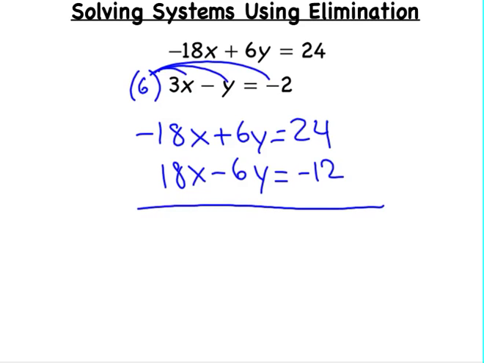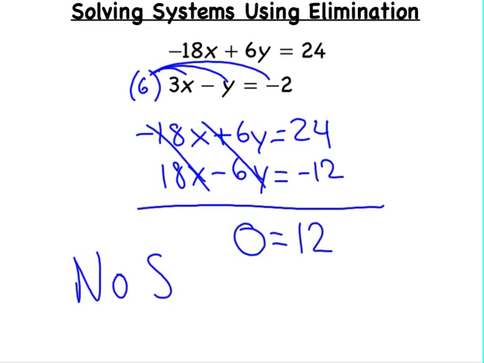And look what happens. I get eliminated, another elimination. So on the left side I have 0. On the right side I get 12. Well, 0 does not equal 12. So this is a case where there is no solution. And graphically, it would be parallel lines. So if you get something that's not true, this is false. 0 does not equal 12, it's no solution.